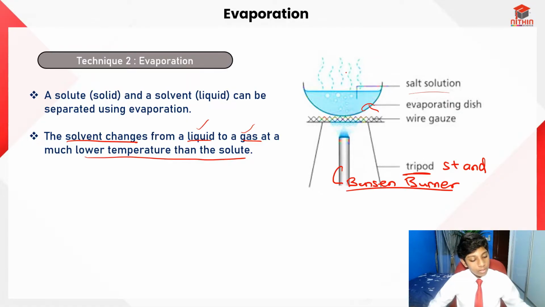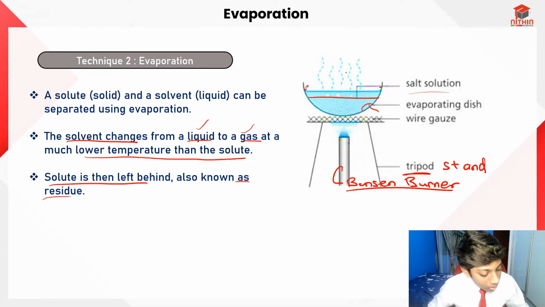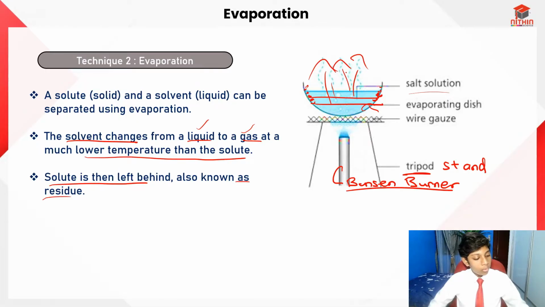Okay, next, so basically what happens is that the solute is left behind, which is known as residue. So the salt will be left behind over here on the side. While the water evaporates slowly, the water level decreases, right, and then the salt just forms on the sides, and again it decreases, then it forms, until all the water has evaporated. Then we will get the salt which is left behind.